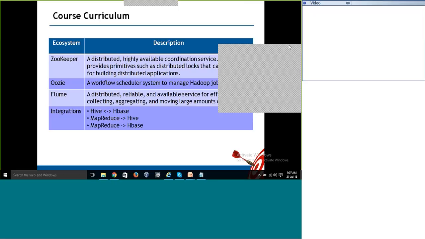Any questions? Hi, this is Naresh. Yeah, actually, I am the administrator. So, how can I learn this development part? Because I don't know Java, and I don't even know SQL.